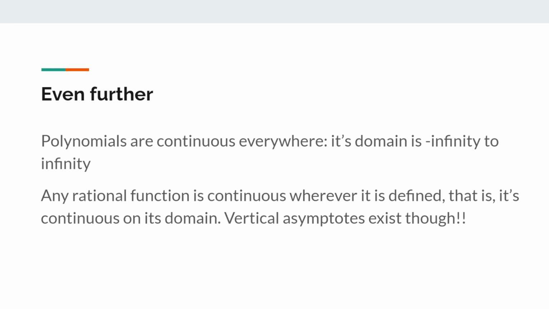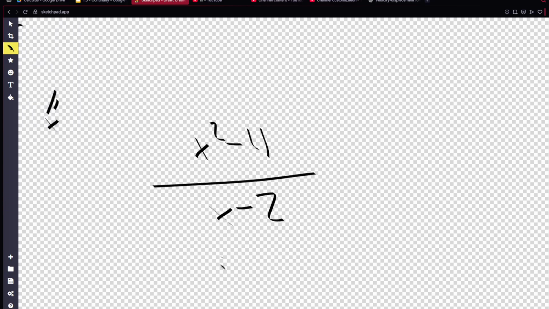Polynomials are continuous everywhere. Its domain is negative infinity to infinity, as we mentioned in the previous video. Any rational function is continuous wherever it is defined, that is, it's continuous on its domain. Vertical asymptotes exist, though, which is why we have to make the specification that it's continuous on its domain. Something like x squared minus 4 over x minus 2 means that the function isn't defined at 2. So x is not defined at 2.